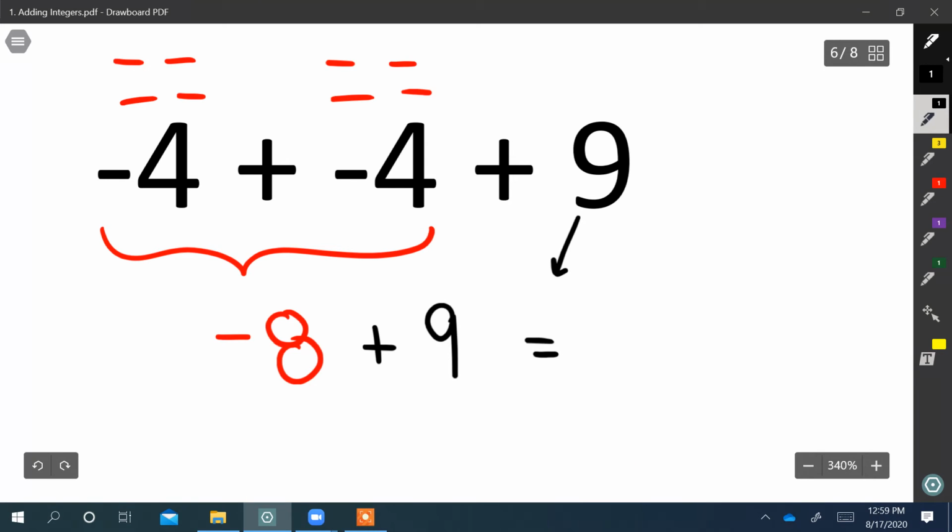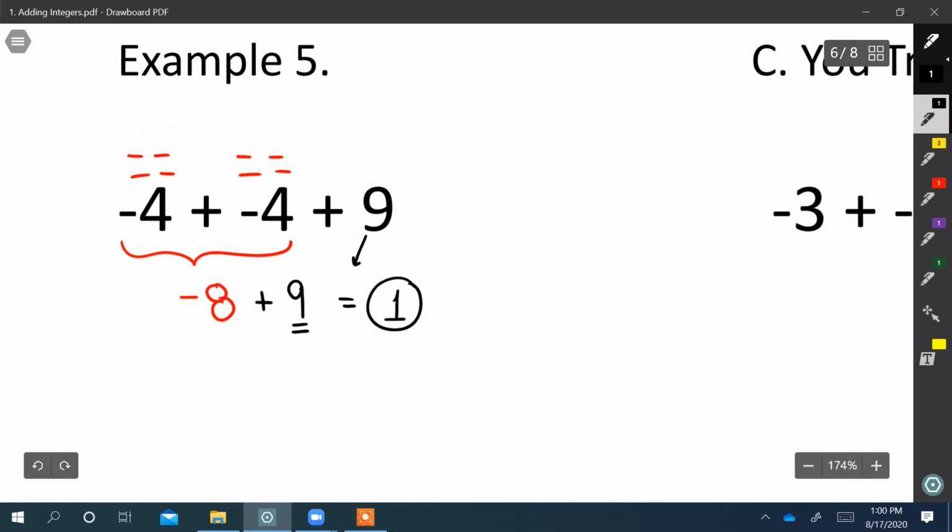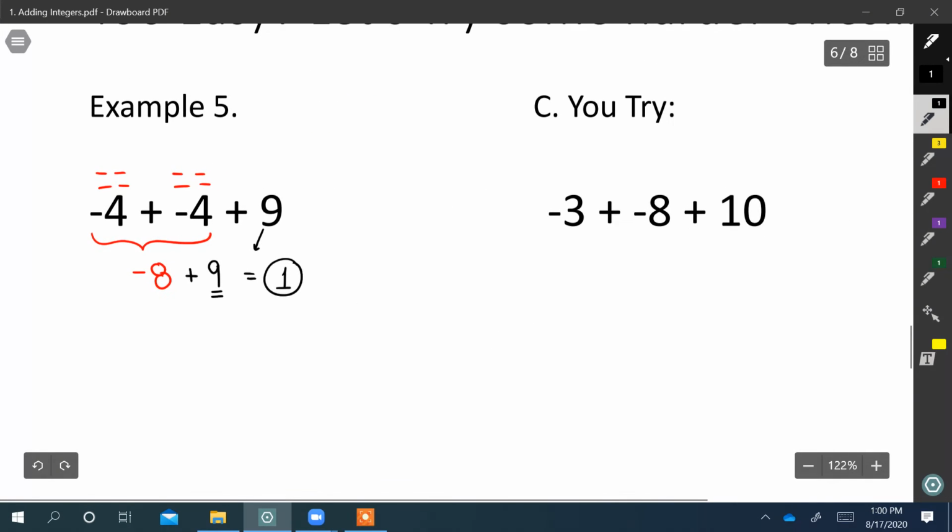Alright, so now you have to ask yourself, is this answer going to be positive or negative? If you answer positive, of course it is, because you have more positive. The 9 is bigger than the -8. And in this case, when you have a negative and a positive, you're actually going to be subtracting in your mind. So you can say 9 minus 8 is +1. Now I'm going to have you try C.